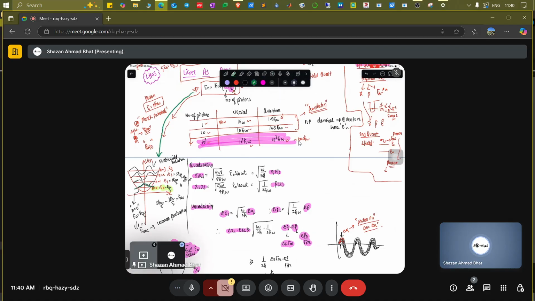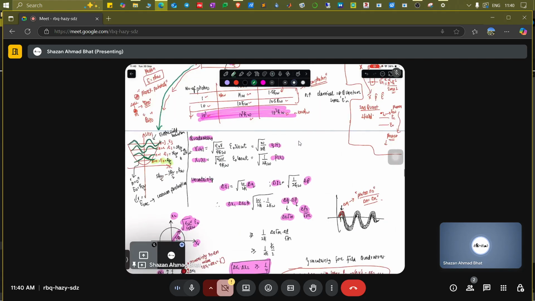This is n equals 0, this is n equals 1, this is n equals 2, n equals 3, and so on and so forth. And then you call this E0, where there is no photon present, yet there is some energy present in that state, which is basically the vacuum state. This energy is called quantum fluctuations, the fluctuations in the field of a photon. That means even in vacuum, there is some probability of finding the photon, but that is very small.